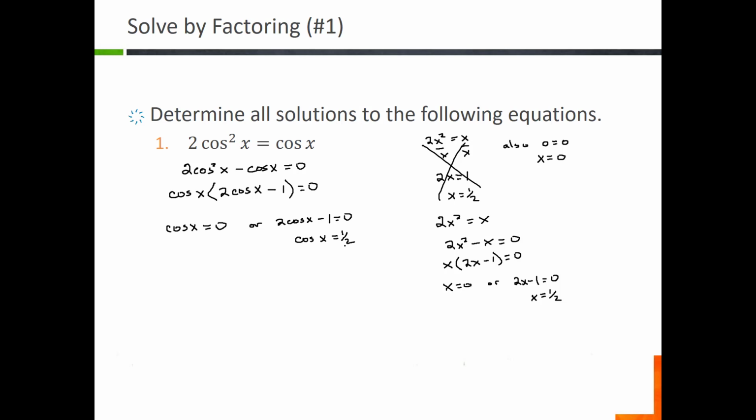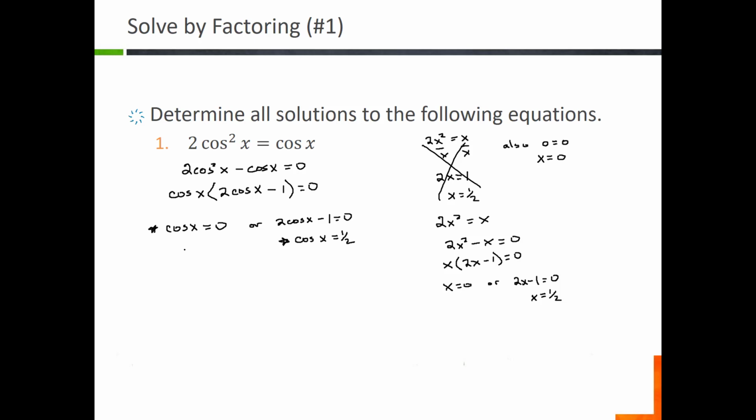Okay, so we have basically two equations here that we need to solve for x. We have the cosine of x equals 0, and we have the cosine of x equals a half. So we need to find all the solutions for both of these. Okay, let's go ahead and start with the cosine of x equals 0.